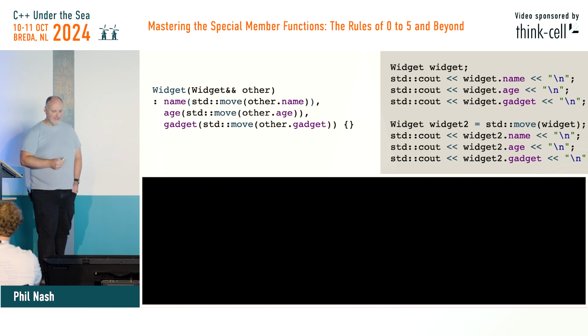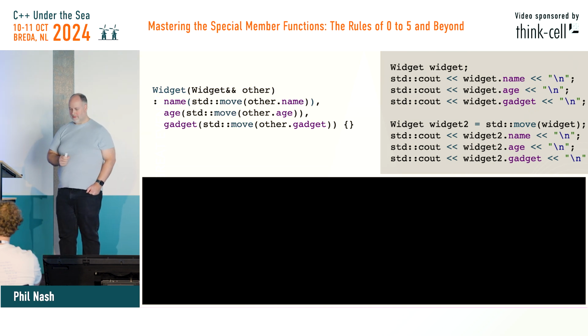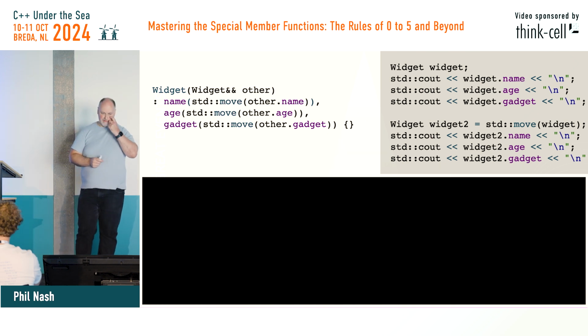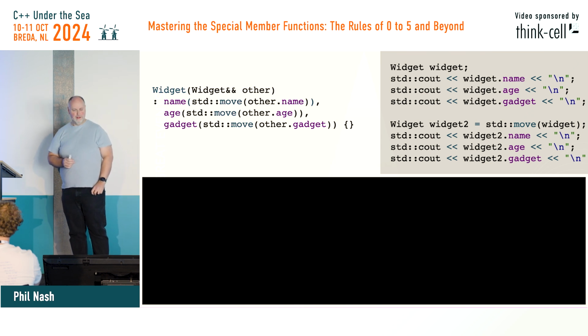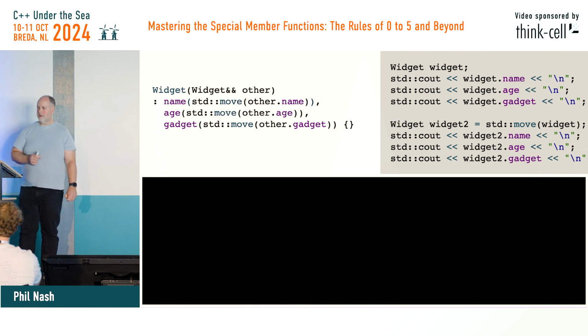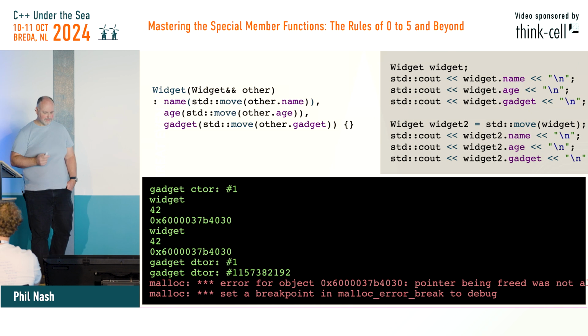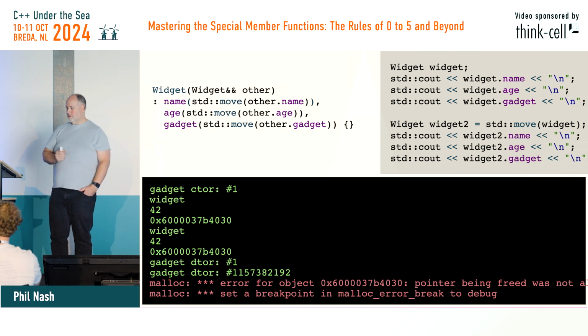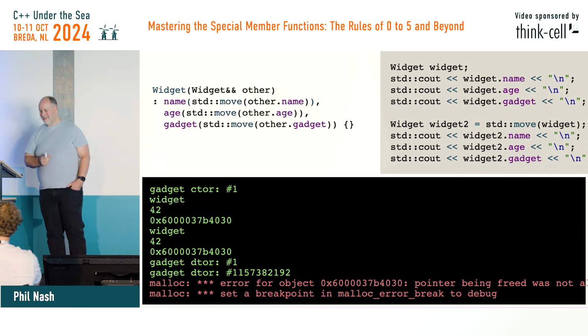So let's have a stab at writing a move constructor. So take the widget by rvalue reference, and let's try to move each of the members in. This is pretty much what we did before in the copy constructor, but we don't have to create a new one now because we're moving. That should work, shouldn't it? Obviously not. Got a double deletion again.